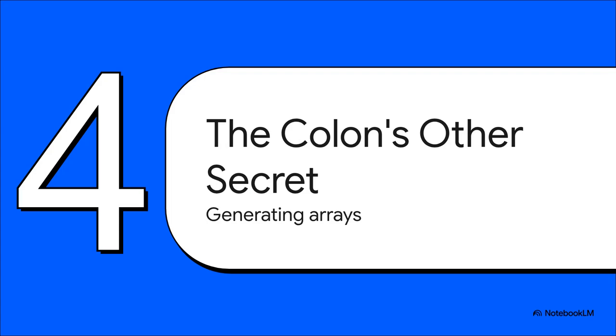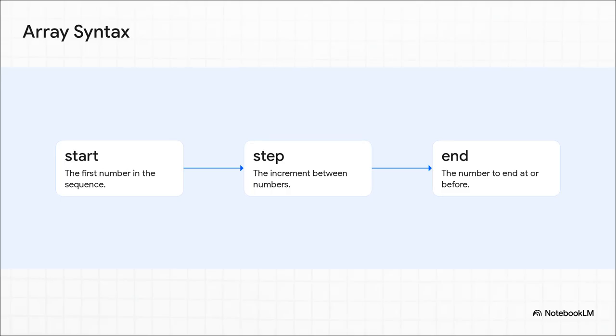But wait, there's more. The colon operator is so versatile, it actually has another key function. It's one you'll probably use a lot, even inside your indexing commands: generating sequences of numbers. The syntax for this is super simple. It's just start, step, end. You tell it where to begin, what number to count by, that's the step, and where to end. It's a fantastic little shortcut for creating numeric vectors.